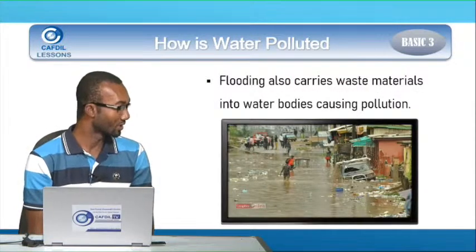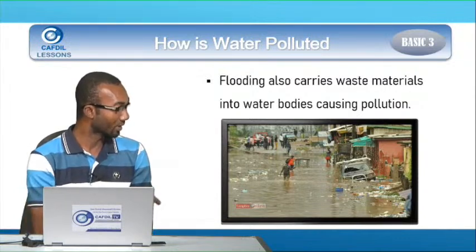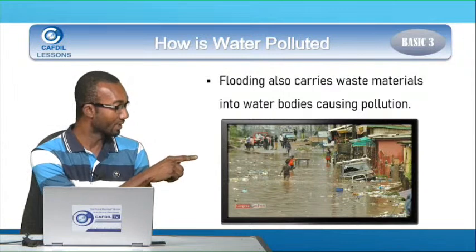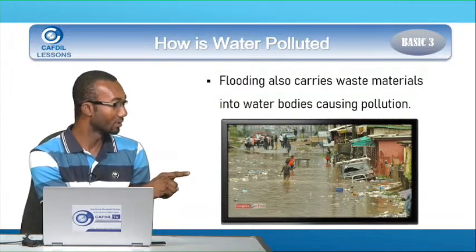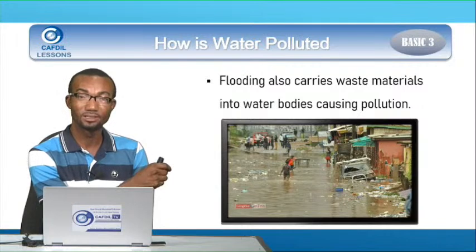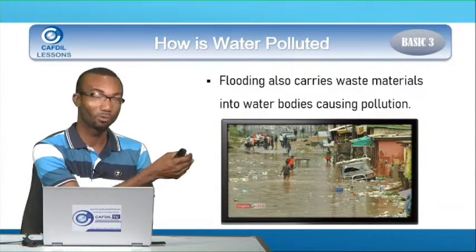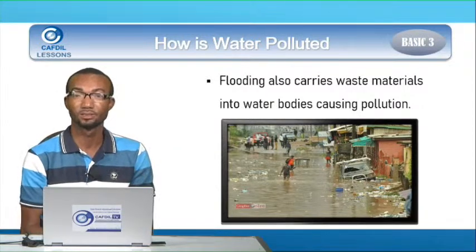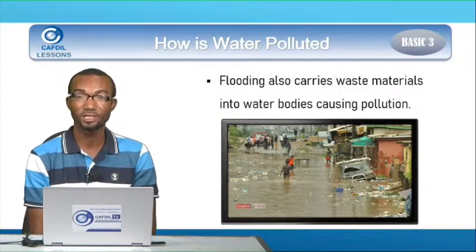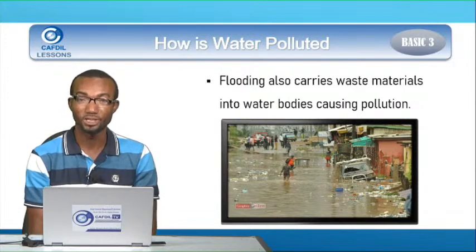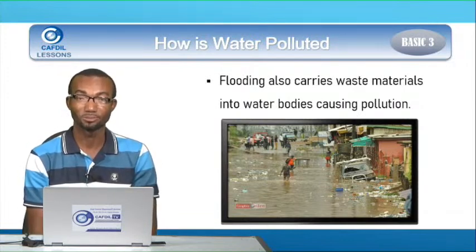Okay, what you also see here, you see flooding. And look at, it rained and the area flooded. And then look at the rubbish that you see, containers, plastics, and other things that you see. So when it rains, the rainwater will carry all this rubbish into water bodies, and that will make our water bodies polluted.